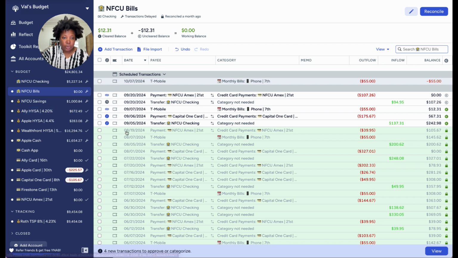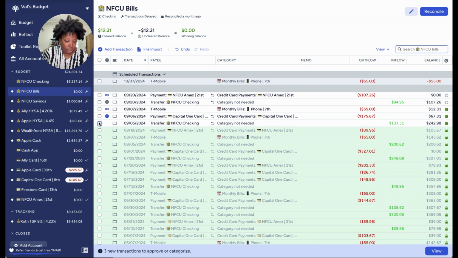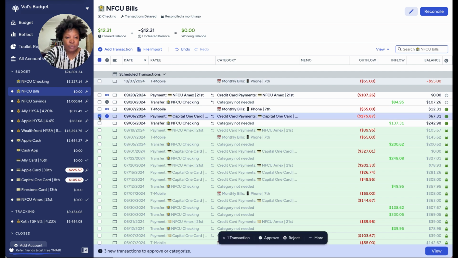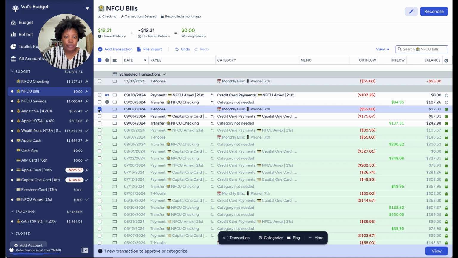All right, so let's see, as of September 5th, we have a transfer from the checking account, $137.31, which is here. That one is good to go. Then we have a payment to my Capital One credit card for $175.67. That one is good to go. Then we have a T-Mobile payment for my cell, $55. That is good to go.